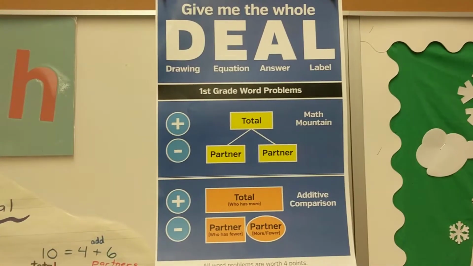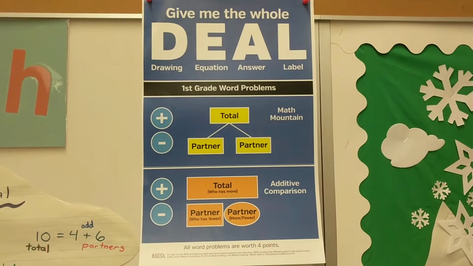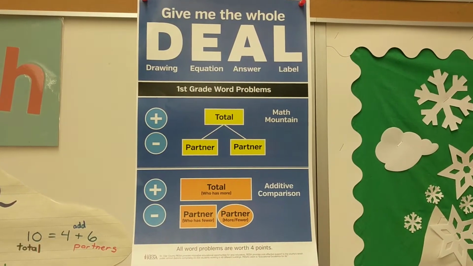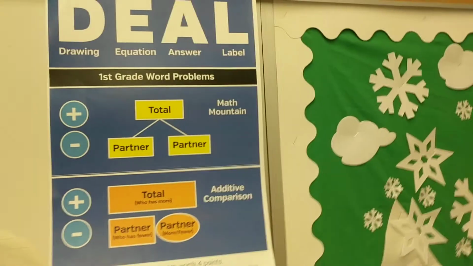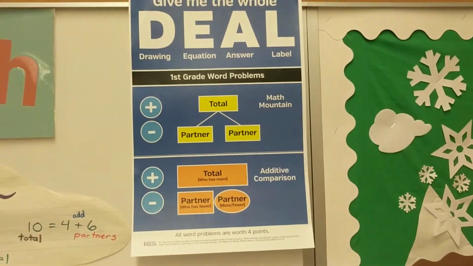We use this poster, Give Me the Whole Deal. We do a drawing, equation, answer, and label. Hopefully you recognize the Math Mountain. That's the drawing that we're using now, mostly.